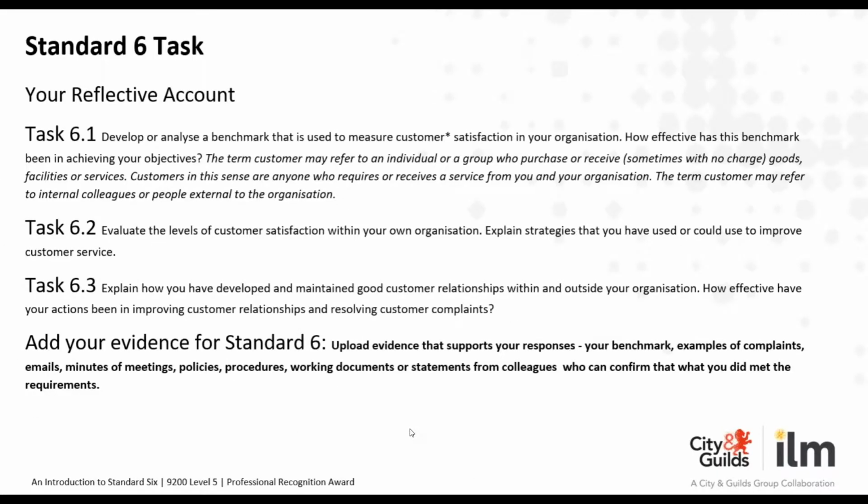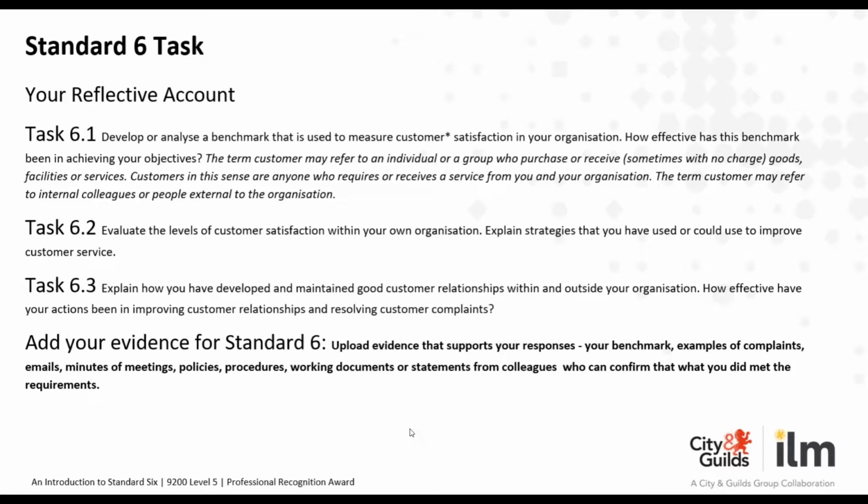Here they are. Excuse me. You need to show that you've developed or analysed a benchmark that is used to measure customer satisfaction. First of all, develop or analyse. You may already have a benchmark in place that measures customer satisfaction. So you need to analyse how it works, how effective the benchmark has been. If there isn't a benchmark in your organisation to measure customer satisfaction, you will need to develop one and implement it. You need to think about, again, how effective it has been.